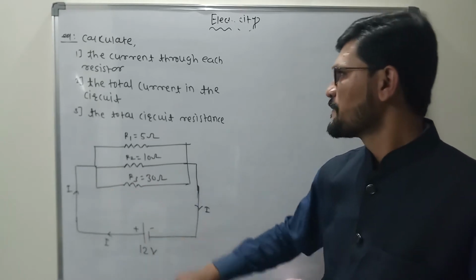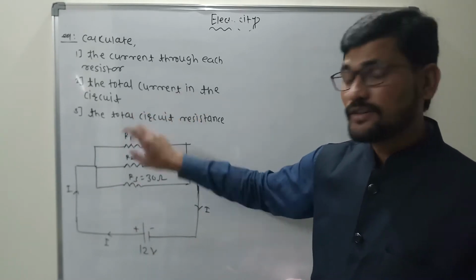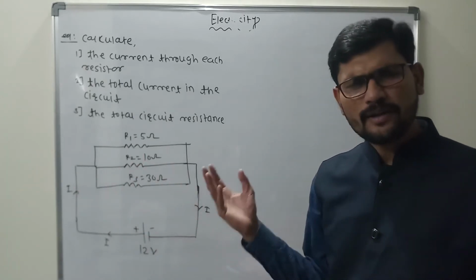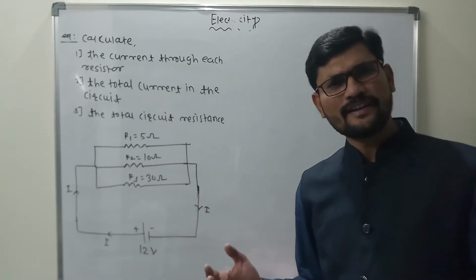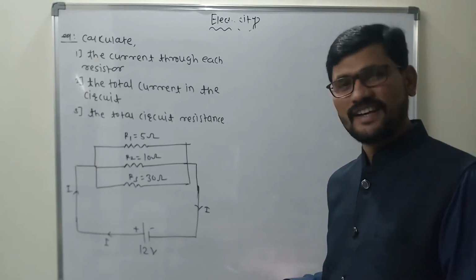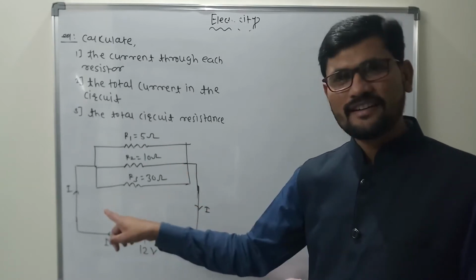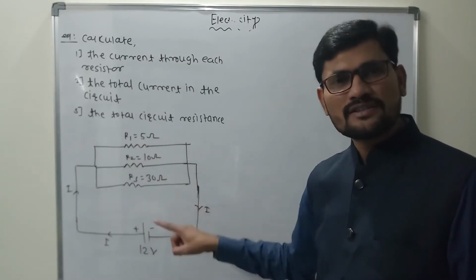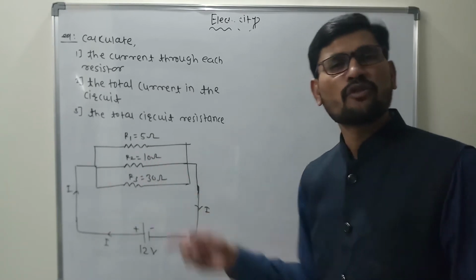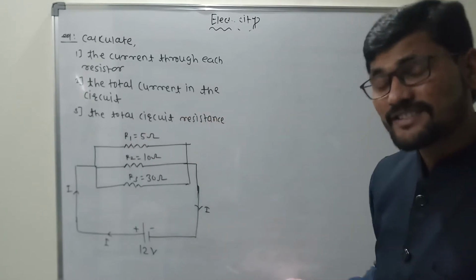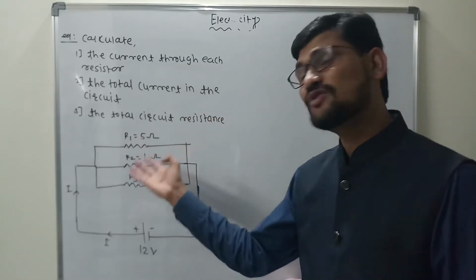The total current in the circuit. Now, the current flowing in the circuit can be calculated. How do we calculate this current flowing through the circuit? I is equal to I1 plus I2 plus I3. So this much current is flowing, and the sum of the currents through each resistance becomes equal to the total current flowing through the circuit. Third one is what? The total circuit resistance, that is, the equivalent resistance of this combination.